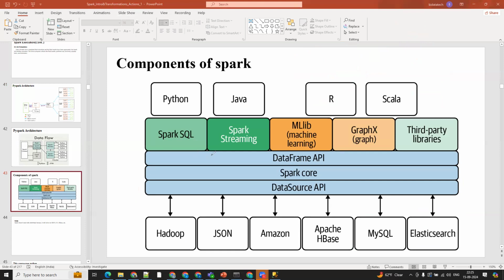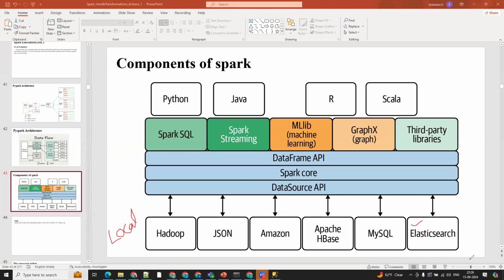I told you Spark can interact with Hadoop. Spark can process JSON files. Spark can interact with AWS. Spark can interact with HBase, which is also one of the NoSQL databases in Hadoop. You don't need to worry about this one, as very few companies are using it now. Spark can interact with MySQL. Spark can interact with Elasticsearch in AWS. Spark can interact with your local memory as well.